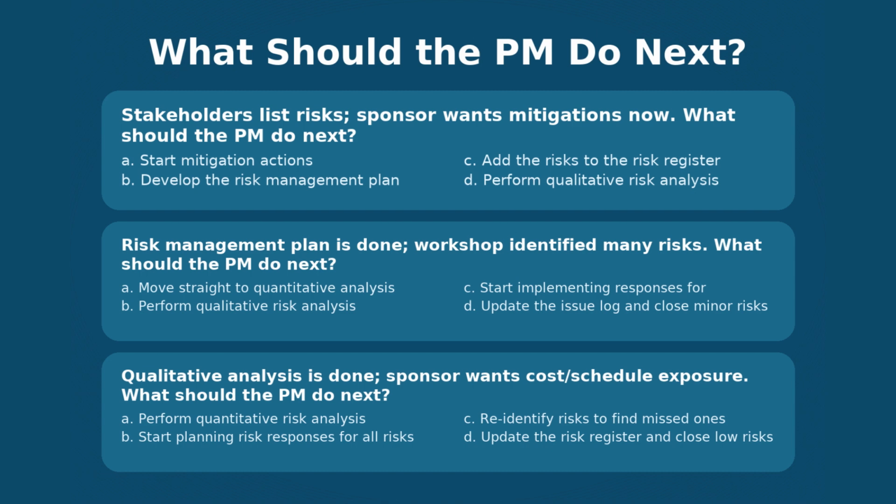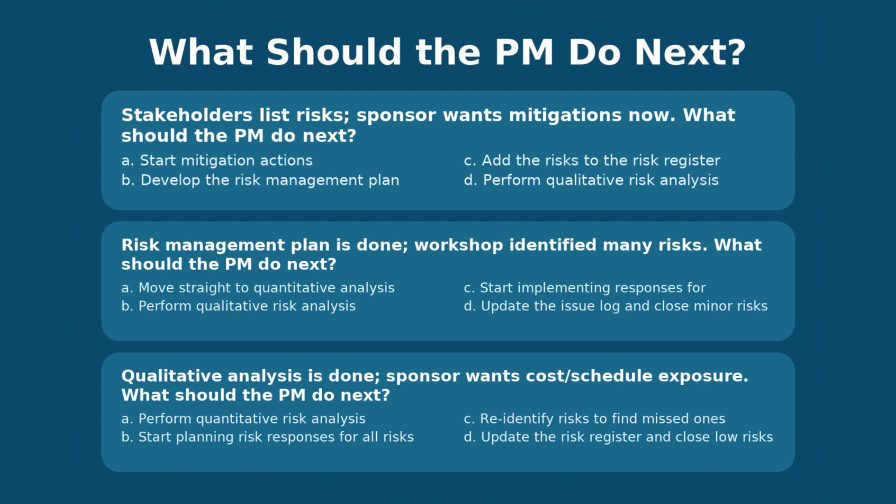Next question, which is about: you have identified, now prioritize. Let's say you already have a risk management plan. You conduct a workshop with a team of stakeholders and you identified a long list of threats and opportunities. It's a bit of a raw list, nothing is prioritized. What should the PM do next?